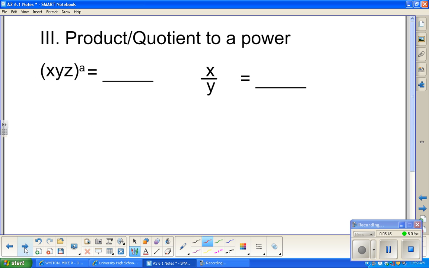Okay, so here's a couple of the other ones that might not be quite as familiar. What if you have some things being multiplied together and they're all in parentheses being raised to a power? That's like a product getting raised to a power. Or on the right side, a quotient. What if you have a fraction in parentheses to a power?